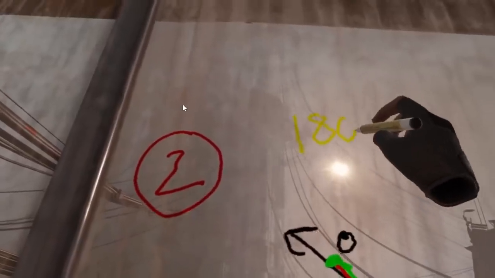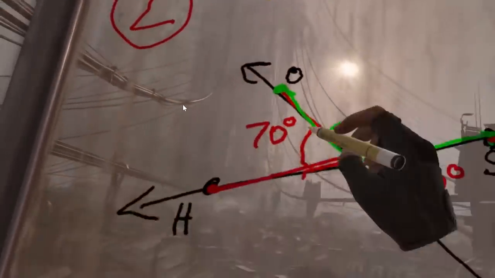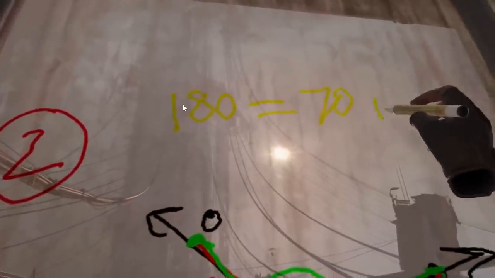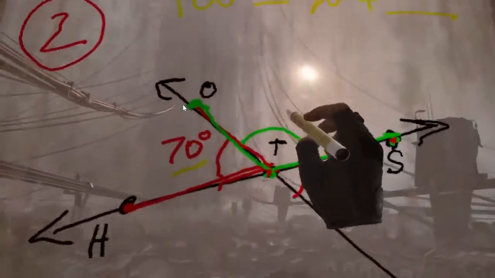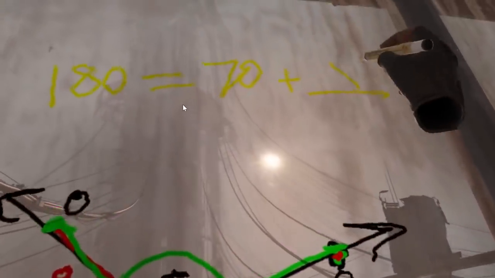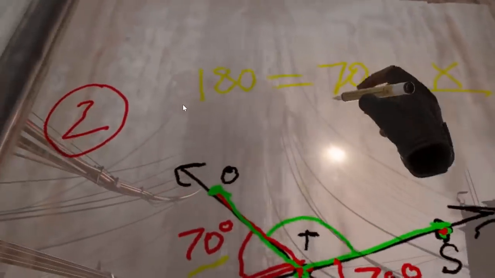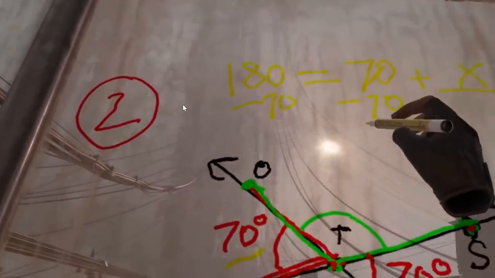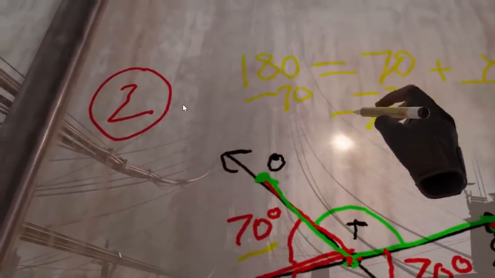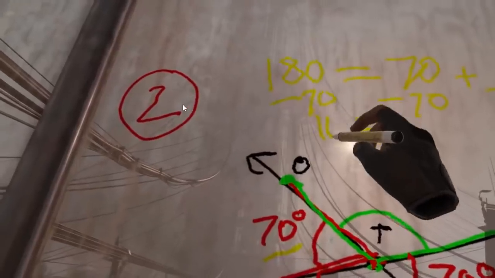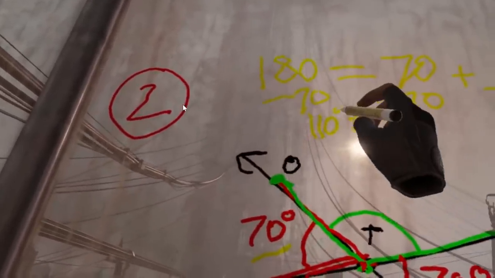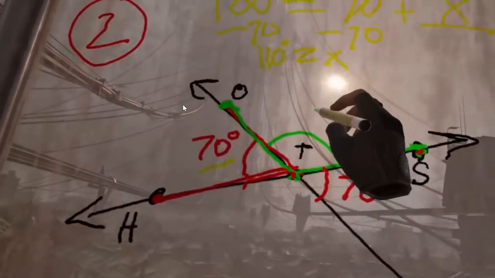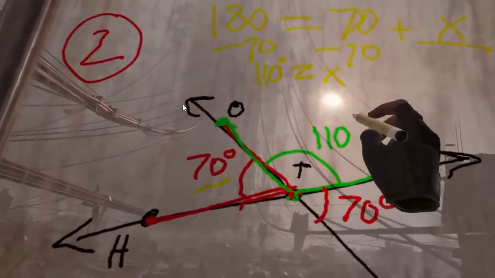So I can just say 180 equals this angle here, 70 plus this angle, which we'll just put x for now. And I need to solve for x, so subtract 70 from this side, subtract 70 from this side, and I get x equals 110 degrees, okay? So now I know that this angle here is 110 degrees.